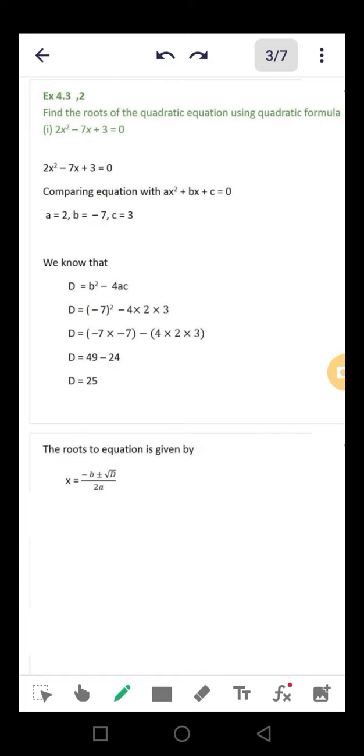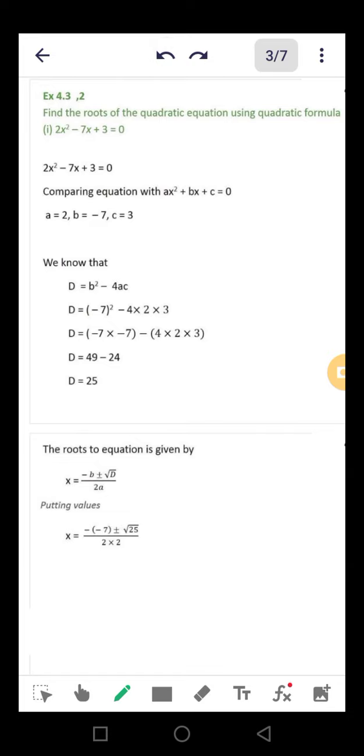Substituting the values now. Minus b. What is b value here? b is minus 7, and D value is 25, by 2a. The b value is already minus 7 and the formula has a minus, so we get two minus signs here. Putting the values, I get minus of minus 7, plus or minus square root of 25, that is D value is 25, divided by 2a.